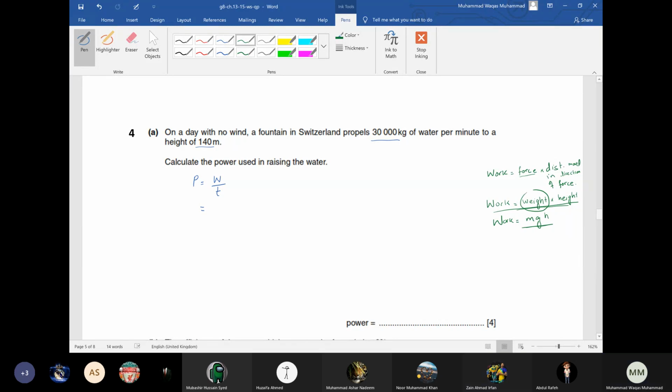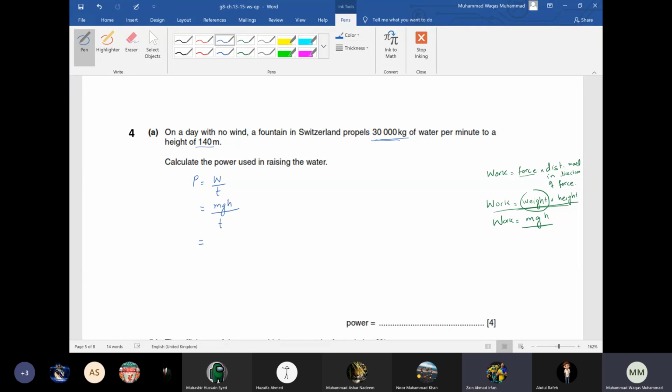Got it, sir. So beta, here what will be the work done? It will be equal to mgh, because we are given the mass, 30,000 kilograms of water. If we knew the weight, we would use weight times height. So power is equal to mgh divided by time. Right or wrong, beta? Got it or not?